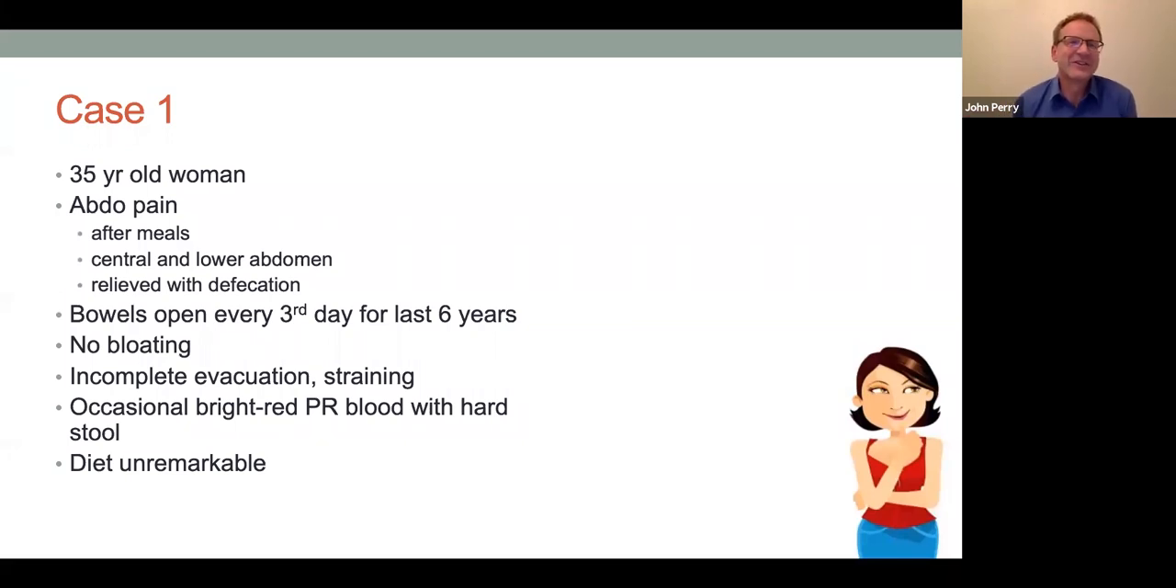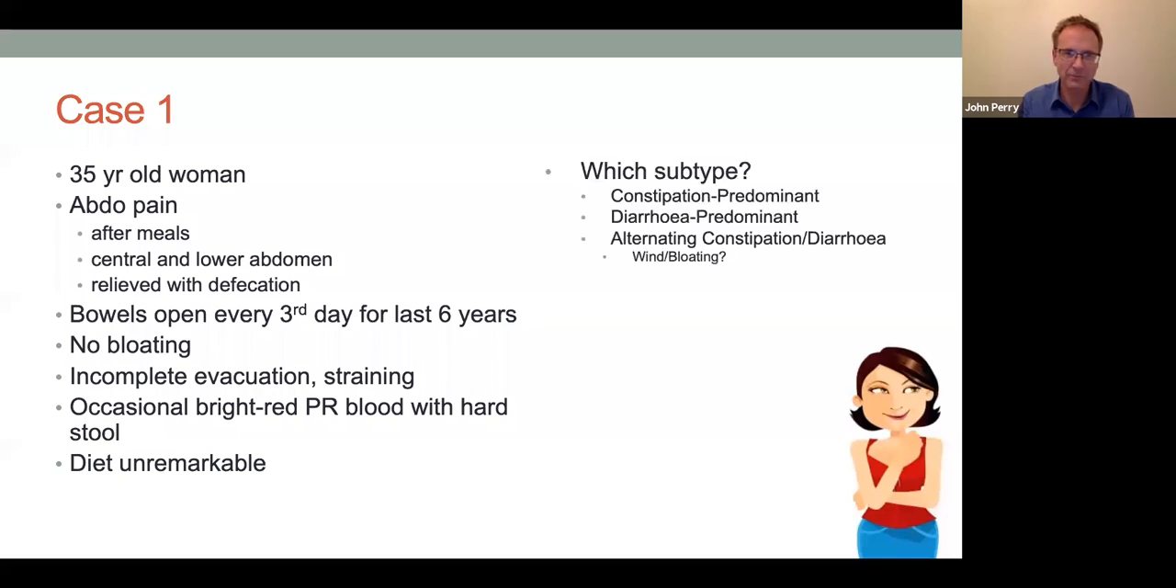Look, this first one's a 35-year-old woman, a typical sort of patient with abdominal pain occurring after meals, central lower abdominal pain, and relief with defecation, as you expect for some people with IBS. Her bowels are open every third day, and it's been that way for 6 years since she had her last baby. Doesn't get bloating, but does get some constipated symptoms of incomplete evacuation and straining, but it'll look bright red blood if she passes a hard rock. And her diet's fairly unremarkable.